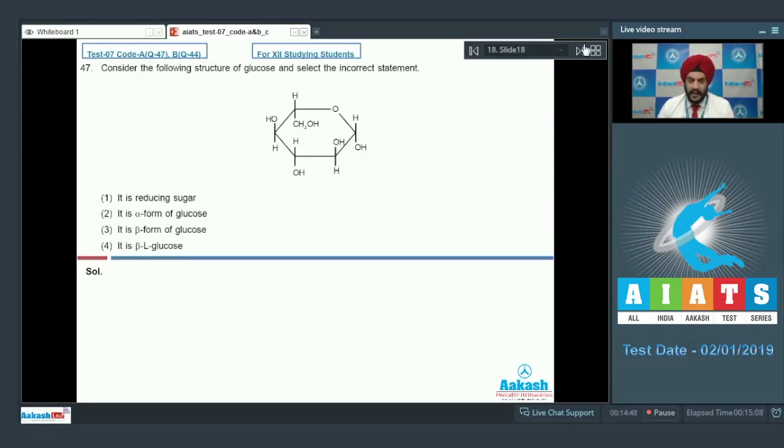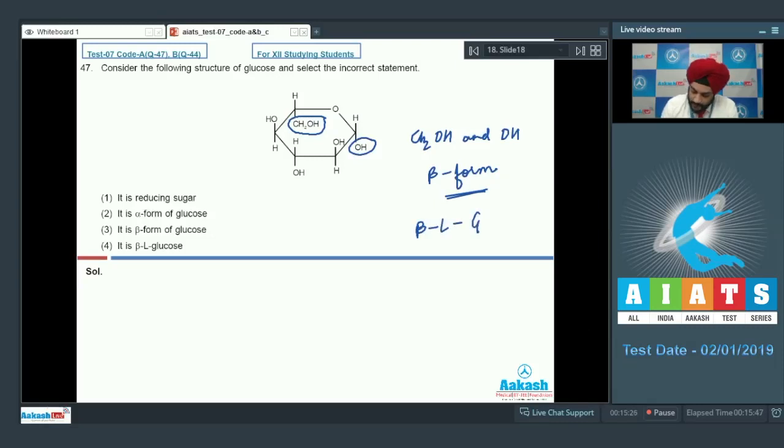Question number 47. Consider the following structure of glucose and select the incorrect statement. If you look at the structure given to us, we can see that the CH2OH and the OH are parallel to each other. So the CH2OH and OH are parallel in the beta form. And if you look at the structure very carefully, we can see that this is the beta L glucose.